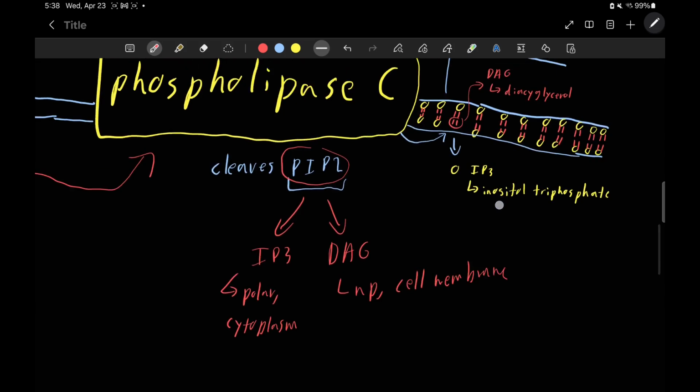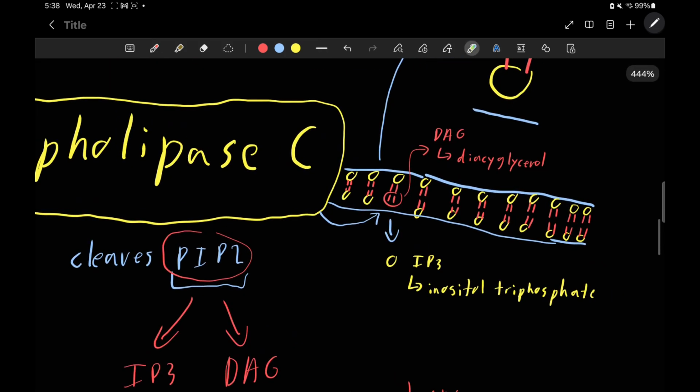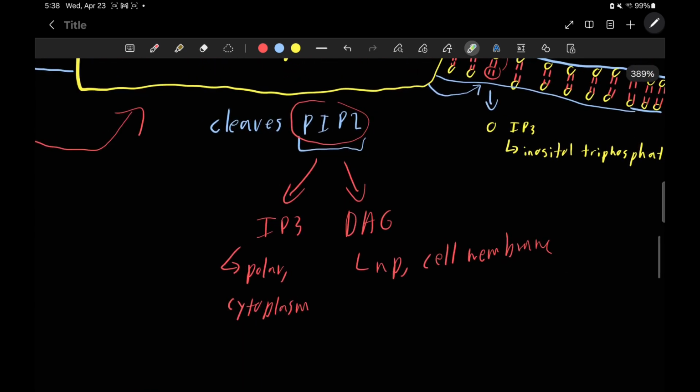So just to recap that one more time, you have your phospholipid PIP2 in your cell membrane, and phospholipase C comes along and splits it, so you have one polar component in your cytoplasm and one nonpolar component remaining in your cell membrane, IP3 and DAG. In fact, IP3 and DAG are actually your second messengers.